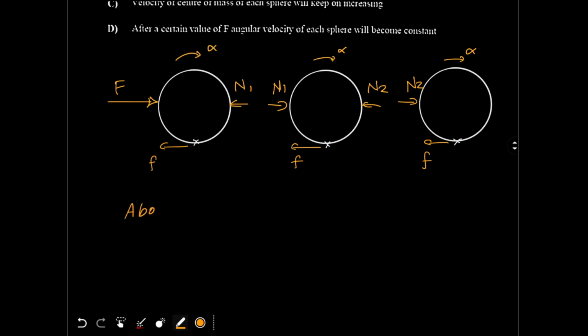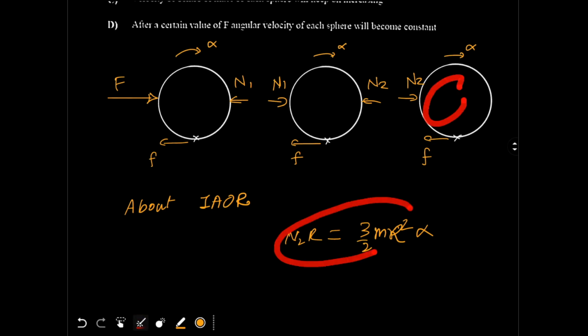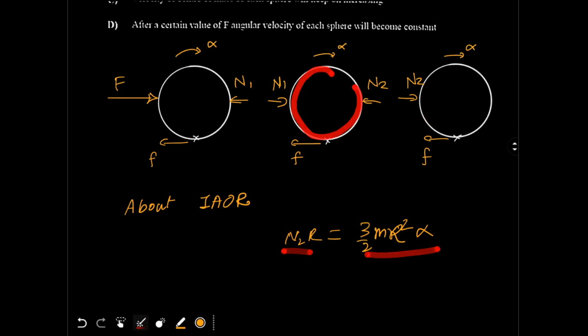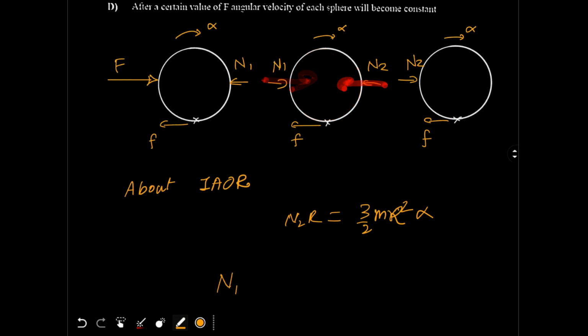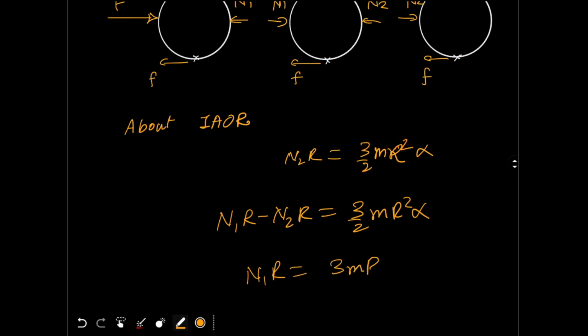So about the instantaneous axis of rotation, for the third cylinder, I can write N2 times R will be, this is a cylinder, so about the center of mass, moment of inertia is mr square by 2. About the periphery, moment of inertia is 3 by 2 mr square. So N2R equals 3 by 2 mr square alpha. I should write this capital R. So this is the equation for the third cylinder, and N2R is this value. Now for the second cylinder, N1R minus N2R is equal to 3 by 2 mr square alpha. But since N2R itself is 3 by 2 mr square alpha, N1R will be 3 mr square alpha.